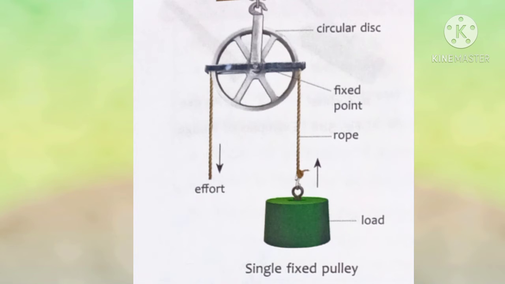Pulleys are of two types: single fixed pulley system and single movable pulley system. A single fixed pulley system consists of a single pulley. It is attached to some high platform and around its groove passes a rope. One end of the rope is attached to the load and effort is applied at the other end of the rope. This pulley is commonly used in drawing water from a village well.